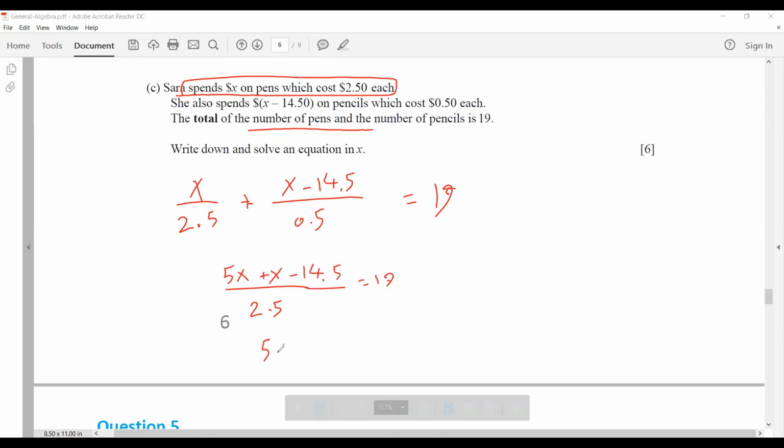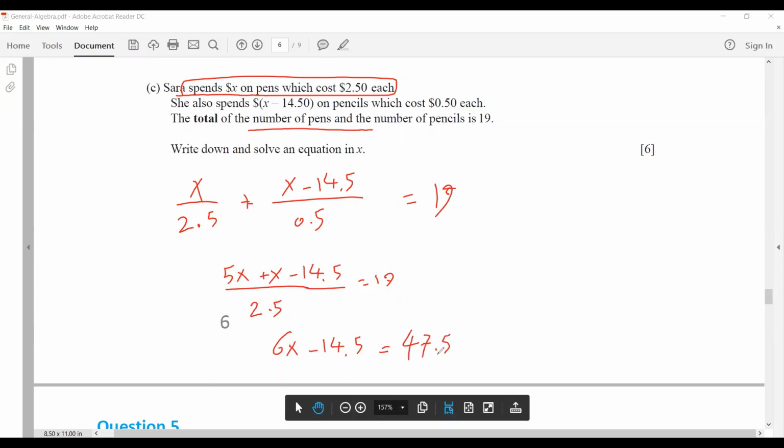You cross multiply, you get 6x minus 14.5 equals 47.5. So I hope it's clear what I did, guys. I just did, wait a minute. I think I made a mistake. Yeah, I actually did make a mistake here.